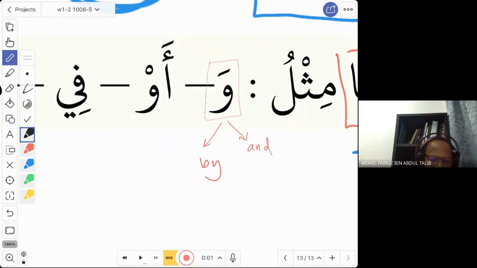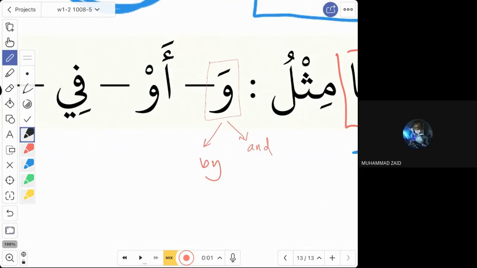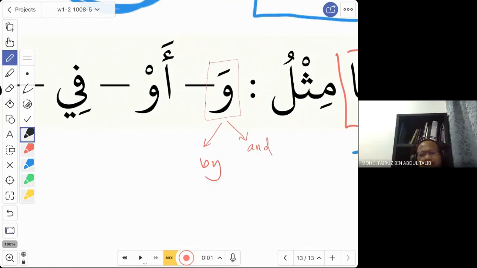So for example, if in a normal sentence you say Muhammad wa Zaid wa Ali, they are going to the town. So what do you think about that wa? Muhammad wa Zaid wa Ali. Yes, in that context, wa means and.